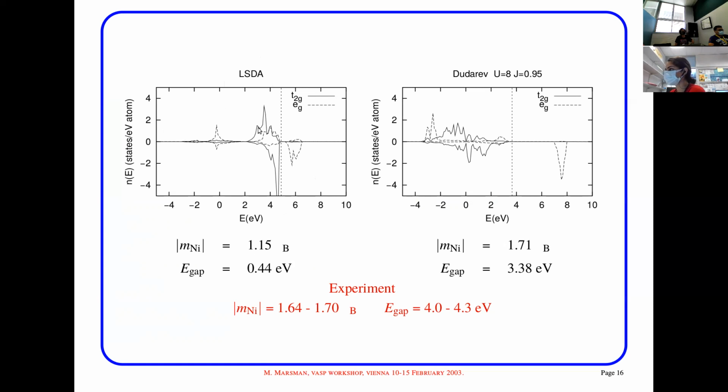So what do you do? You apply this Dudarev approach. You will see in the INCAR what it means. It means that you have one line where you put U equal to 8, J equal to 0.95 in this case, and now you see that you get a much better band gap of 3.38, and the experimental one is between 4 and 4.3. And you also see that the magnetic moment of nickel moved from 1.15 to 1.71, and the experimental one is 1.70.